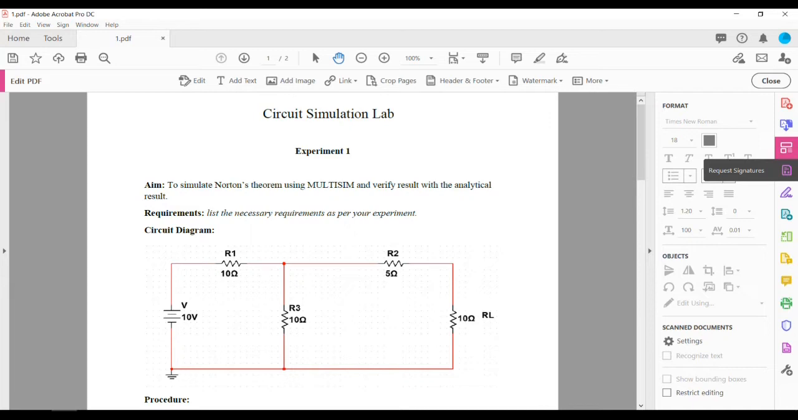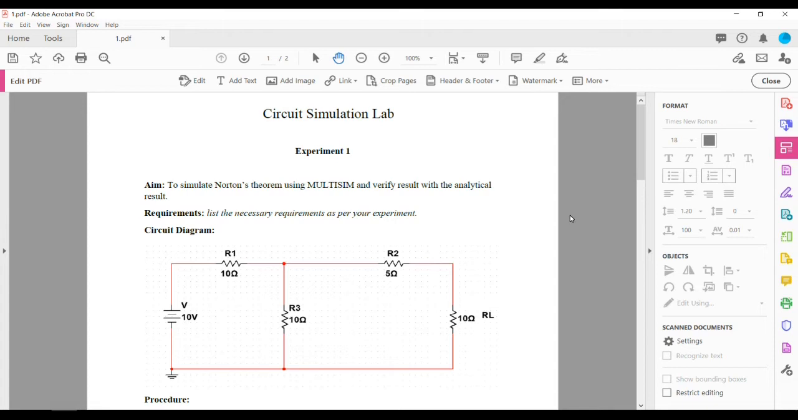Hello everyone. Today let me introduce to you a new lab which is called Circuit Simulation Lab. In this lab we will deal with most of the electrical circuits and its theorems like Norton's theorem, Thevenin's theorem, superposition theorem, etc. And let's begin this with the simulation of Norton's theorem.